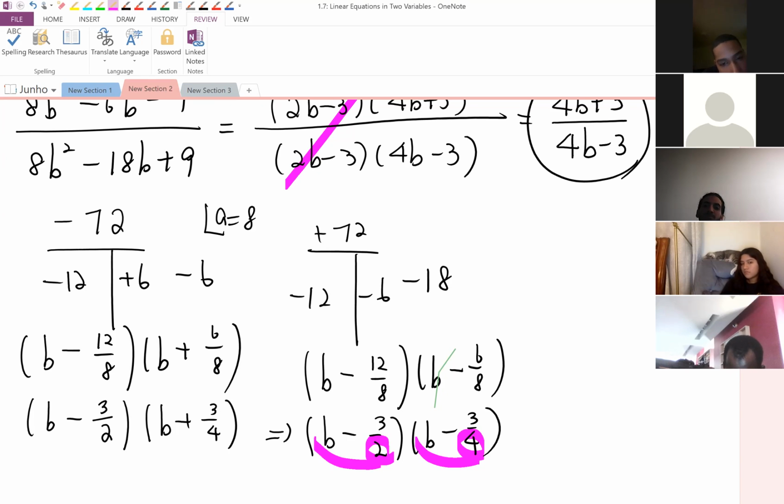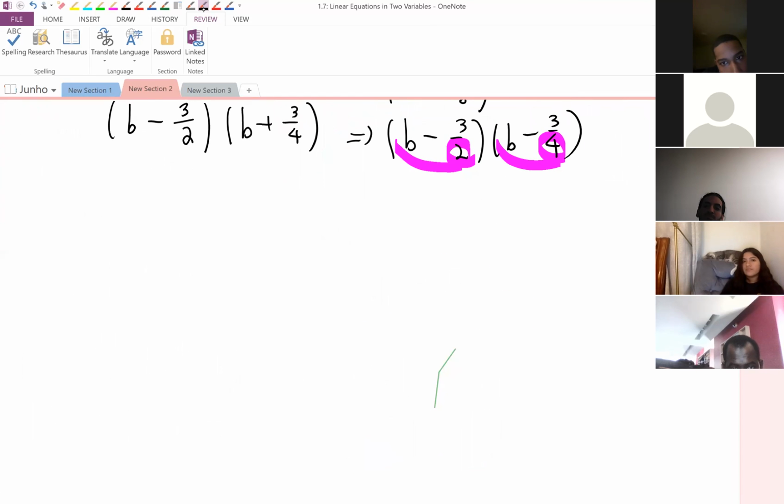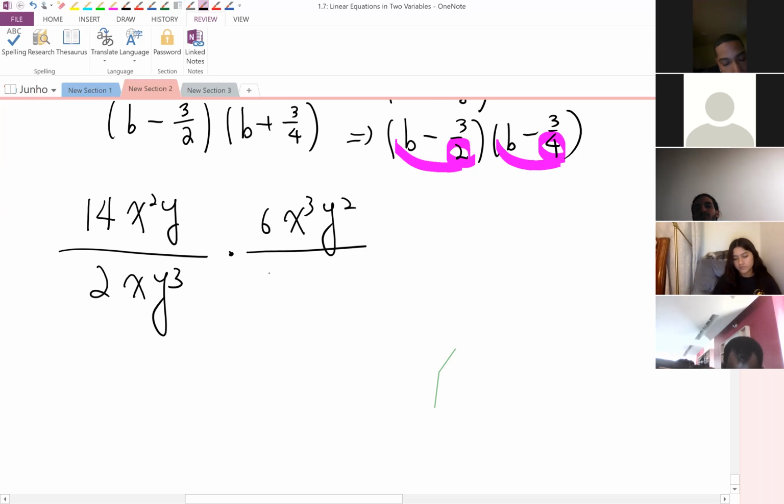Okay, so now I'm going to assign you a little bit more difficult one. So think about this problem: 14x squared y over 2xy cubed times 6x cubed y squared over 7xy to the fourth, please.